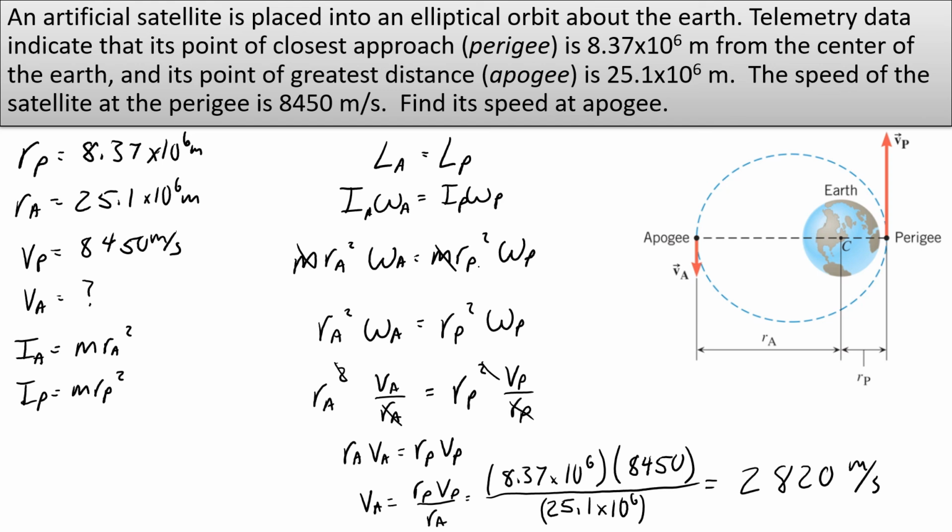So as we expected, we were going slower at apogee. This was 8,450, and then the further you go out, the slower your tangential velocity and your angular velocity, as per Kepler's law. What is it? The third law of motion, I believe. No. Yes. No. The second law of motion. All right. Yep. Nice.